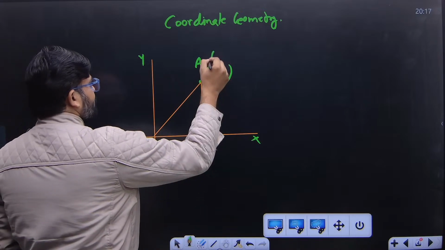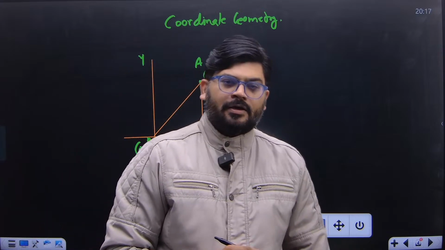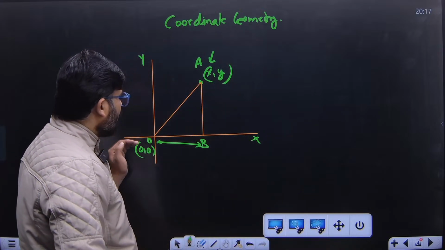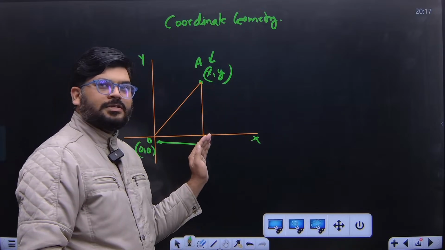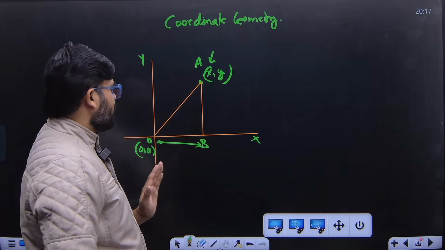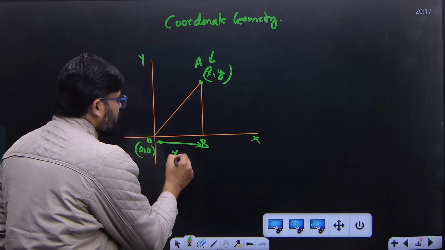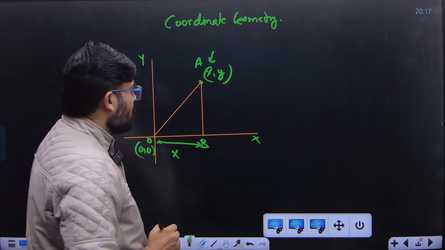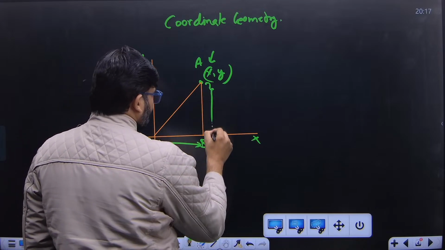It is x. If it is x comma y, that means we have moved from O to B in x units and from B to A y units. So, what is this distance known as? X. What is this distance known as?